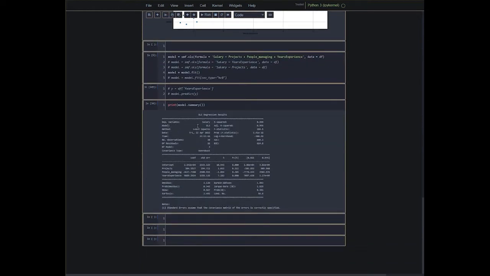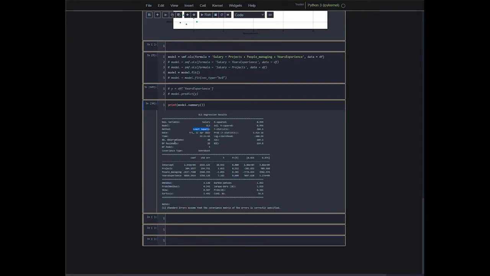The next one is the model, which is OLS, that is ordinary least squares. The purpose of this model is to reduce the sum of least squares so that it can find out the best fit among all the linear fits. That's why it's called least squares. It tries to minimize the sum of all residual squares. The next one is the method. This is least squares.